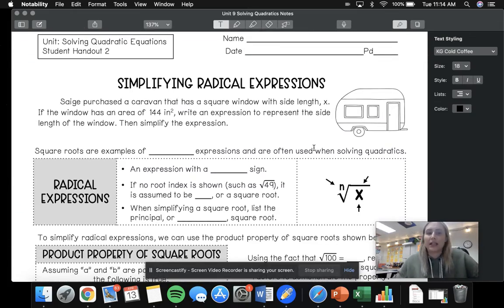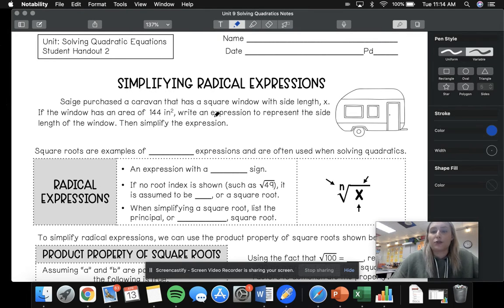Sage purchased a caravan that has a square window with side lengths of x. If the window has an area of 144 square inches, write an expression to represent the side length of the window and then simplify the expression. I'm going to draw this picture. So we have a window, and the side lengths we don't know are x. It's a square window, which means the sides would have to be the same length.